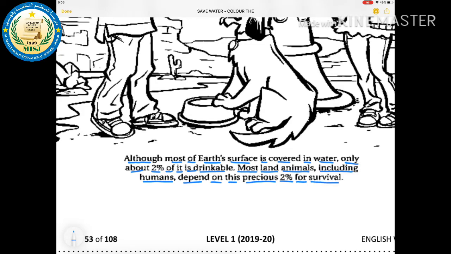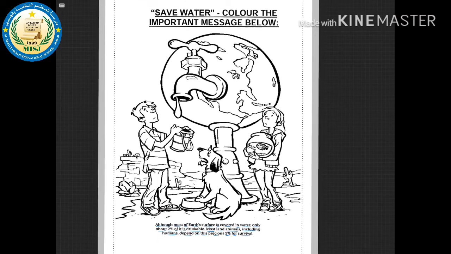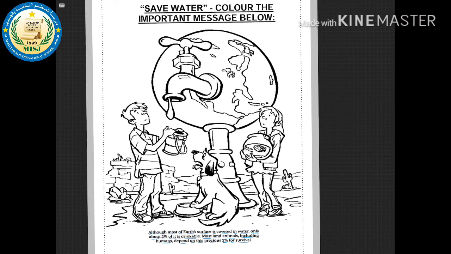for survival. Now students, what they mean to tell us is that although our earth's surface is mostly covered in water, the problem is only 2% of it is drinkable. That means all the animals, all the humans, all living things on this earth depend on only 2% of this earth. That means we should save water. The water that we are easily getting in our houses is that clean water. We cannot use any other water. We cannot use water from the seas or any other place.